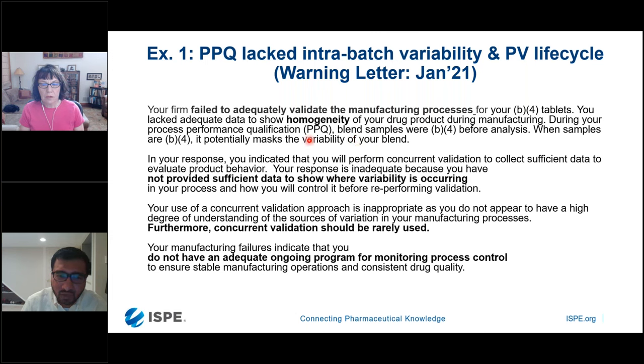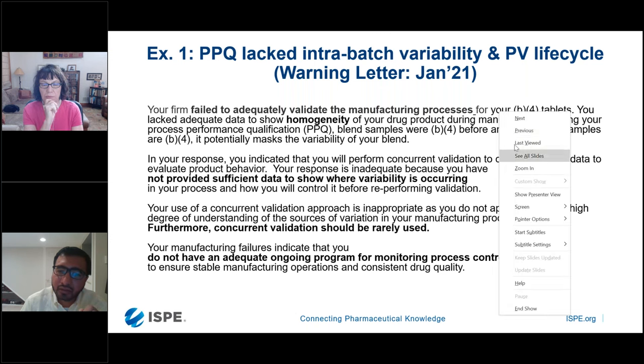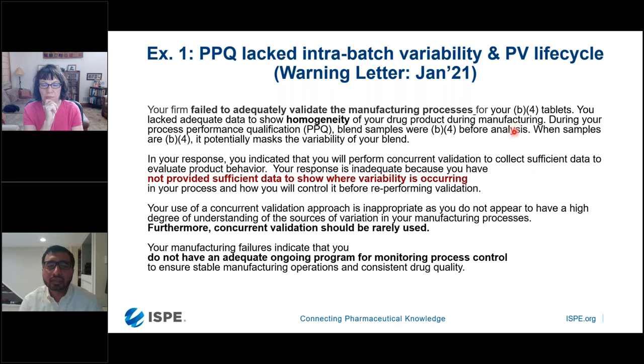In the response, so this was probably a 483, and then in the response, they said they'll perform concurrent validation to collect sufficient data to evaluate product behavior. However, in the warning letter, the FDA said, your response is not providing sufficient data to show where variability is occurring. So this is the key, that the variability is still missing in their revalidation that they were going to perform. The FDA also said that concurrent validation should be rarely used.